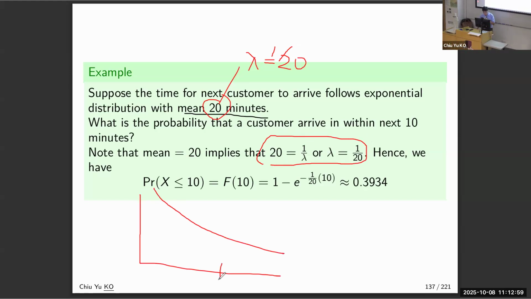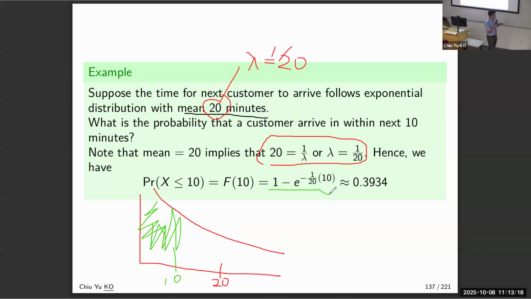And 20 is somewhere here. So the question being asked is, okay, the next 10 minutes means I'm asking about 10 here. I want this area. Okay. And F of 10 is given by this formula, right? It is 1 minus e to the power of minus lambda x, right? And that would be the idea. Okay. So that would be the probability that the event happens within the first 10 minutes. So this is rather useful.